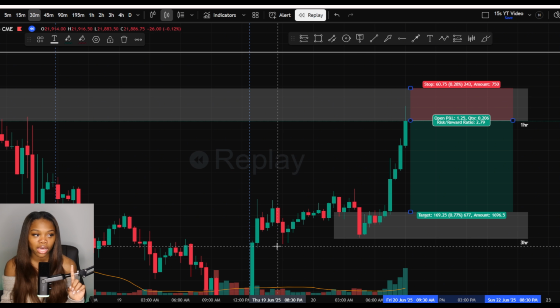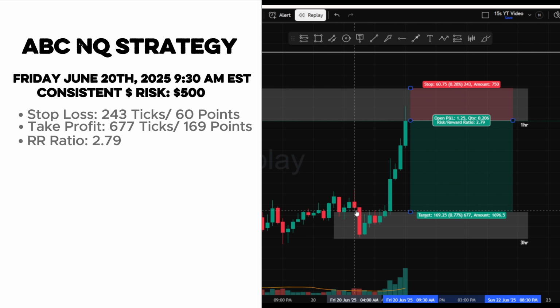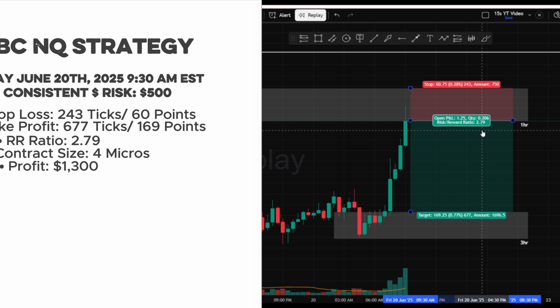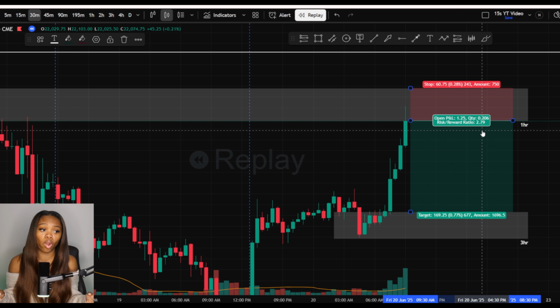So let's see how much that would be. Okay, so I did the math, and to maintain a $500 risk in this trade, you would have to trade 4 micro contracts with NASDAQ. So you would be risking 500, and then with the TP of 677 ticks, you'd be making about $1,300. So that's your 2.79 risk to reward ratio, 500 to 1,300. Okay. So that's pretty good. That's really good. Great risk to reward. You're making a lot of money. You're not risking a whole lot.